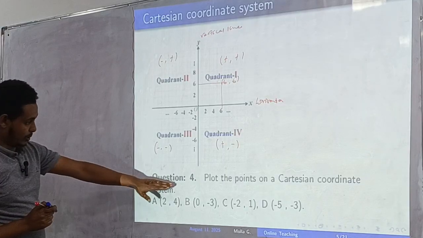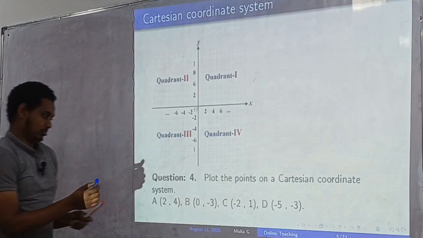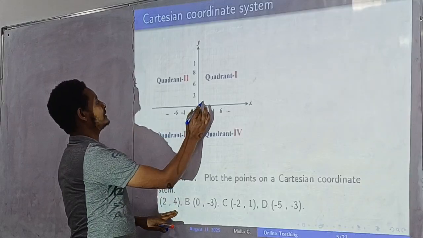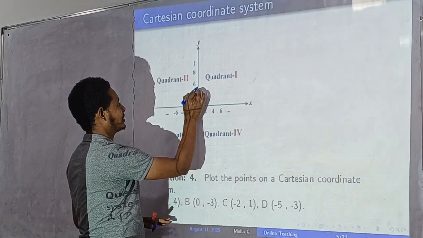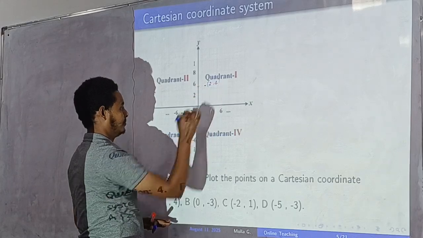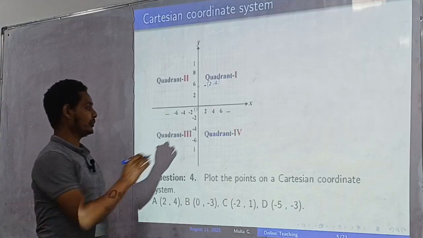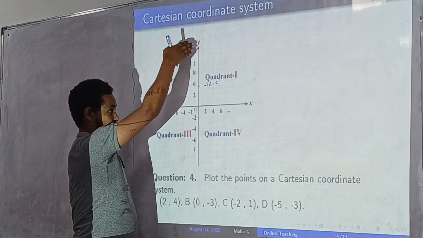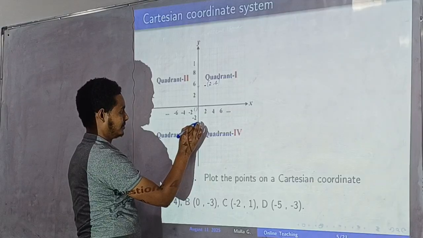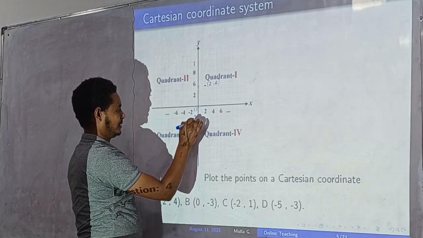Here, plot the points on a Cartesian coordinate system. A is (2, 4): 2 horizontally and 4 vertically. That's the point here, (2, 4). Easy. And B is (0, -3). 0, then negative 3. Go down on the vertical line to negative 3. Yeah, negative 3. (0, -3) will be here.